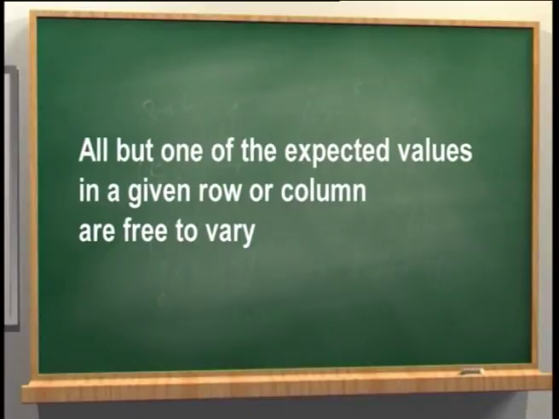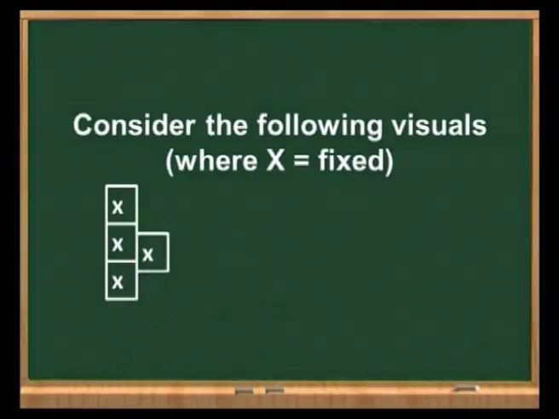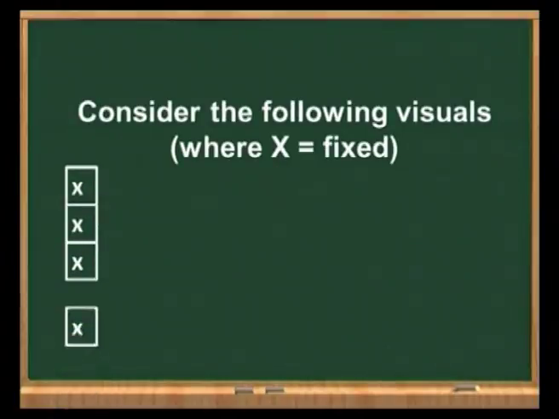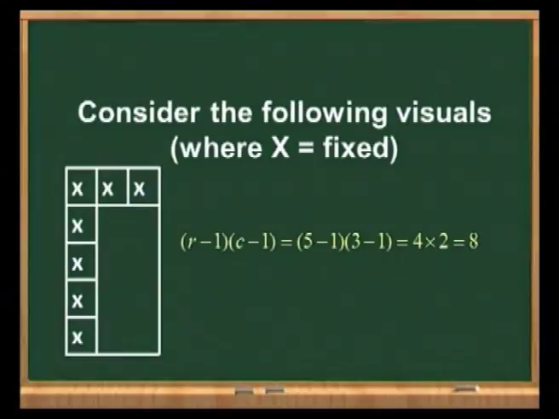Degrees of freedom is an issue because of the way in which expected values in each cell are computed from the row and column totals of each cell. All but one of the expected values in a given row or column are free to vary. Once the free to vary expected cells are specified, the last one is fixed by virtue of the fact that the expected frequencies must add up to the observed row and column totals from which they are derived. Another way to conceive of a table's degrees of freedom is to think of one row and one column in the table as fixed, with the remaining cells free to vary. Consider the following visuals, where x is fixed.